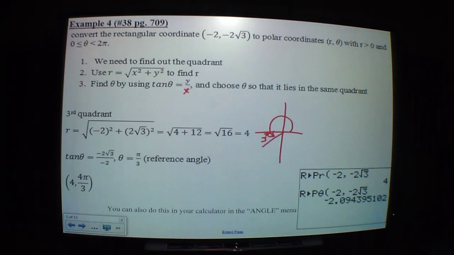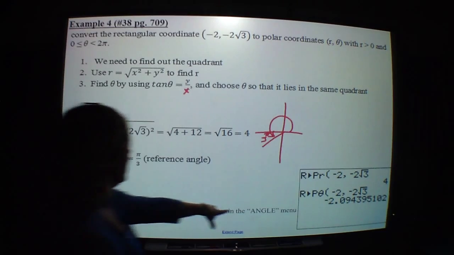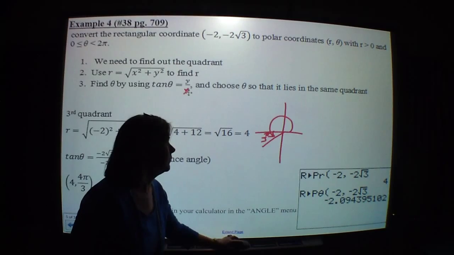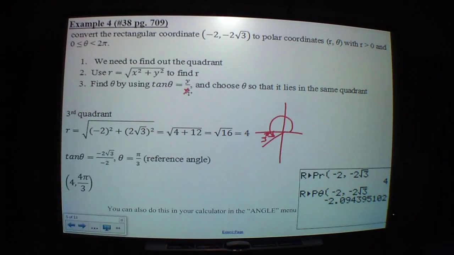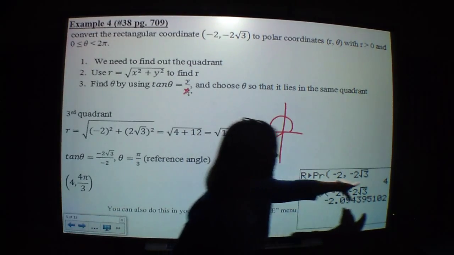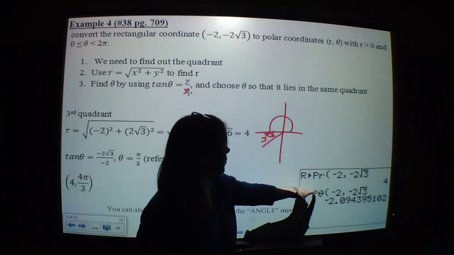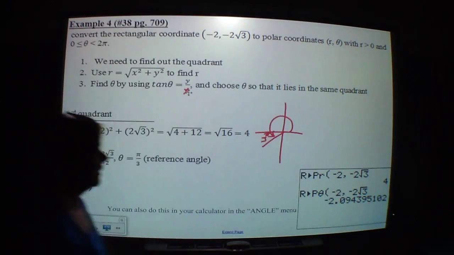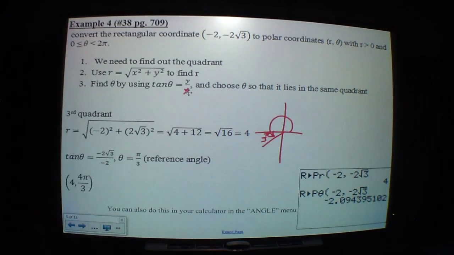And you could put it in your calculator using the angle button. You can do rectangular to polar. Rectangular to polar r gives you your r. Rectangular to polar theta, you put in your x and y, that gives you your angle theta. And 4 pi over 3, if you put it in your calculator, is negative 2.09.